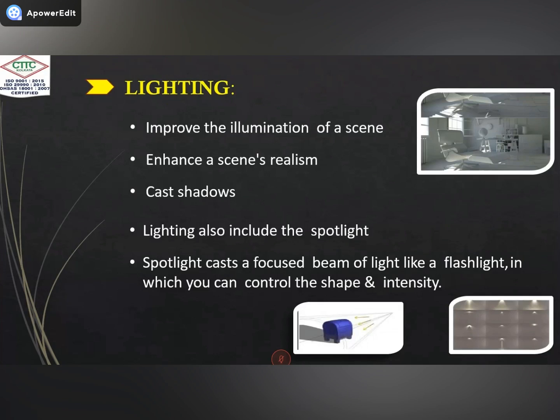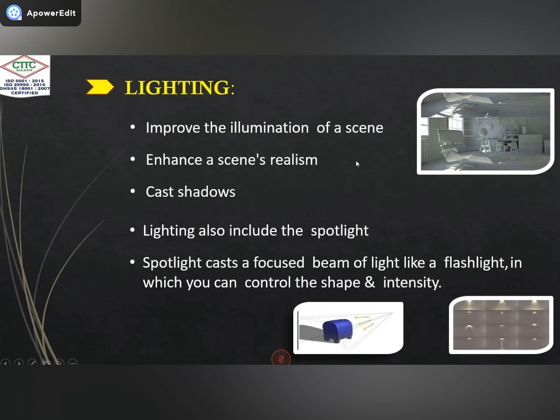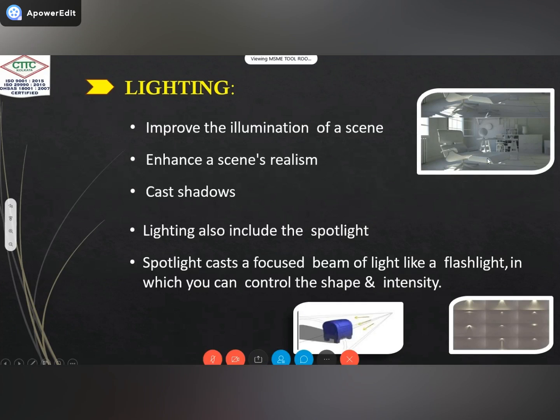Next is the lighting part. In 3ds Max, there are lots of lighting examples and lots of lighting tools. You can use lots of types of lights to improve the illumination of a scene. Illumination means the intensity of a light.